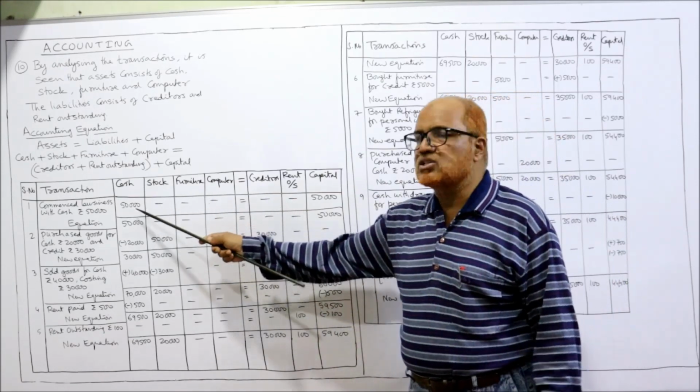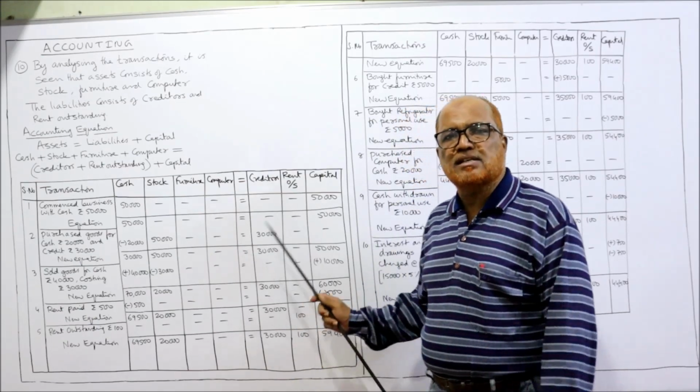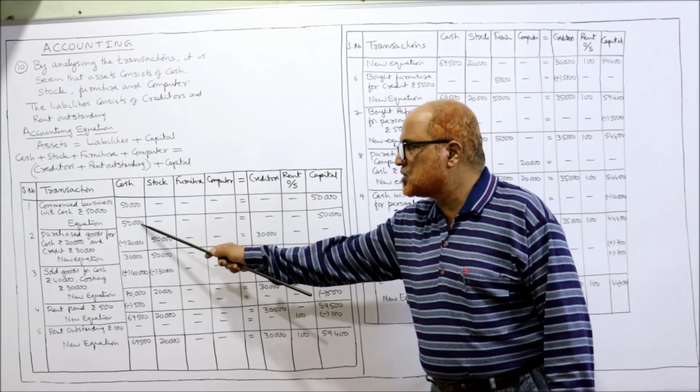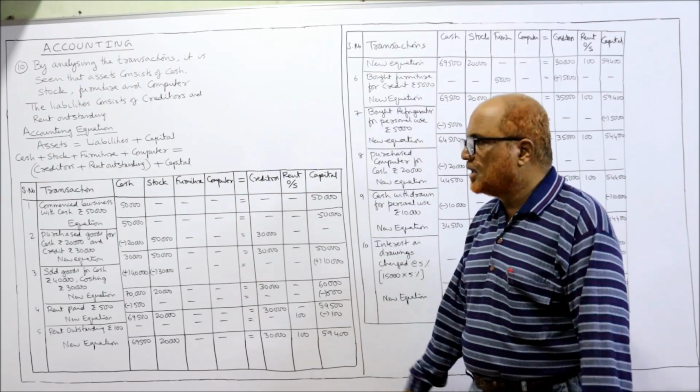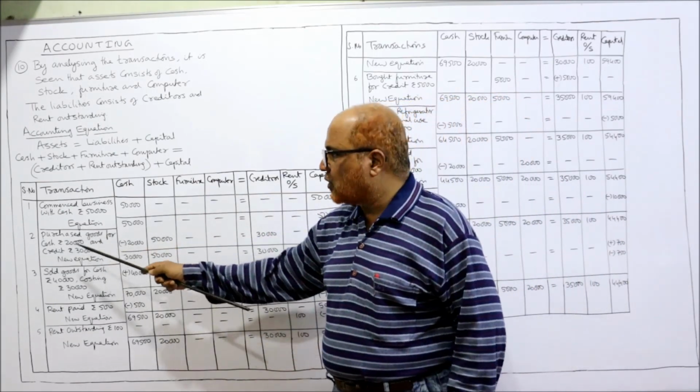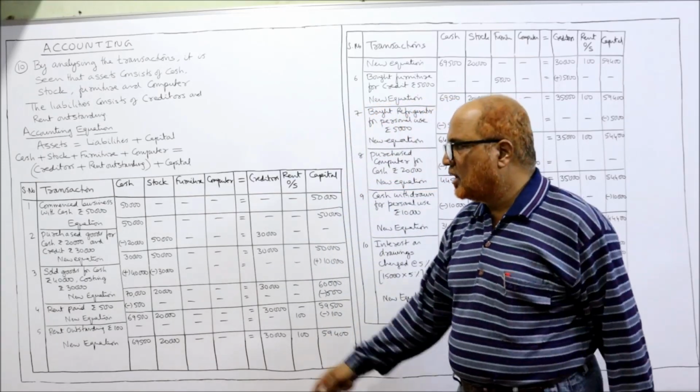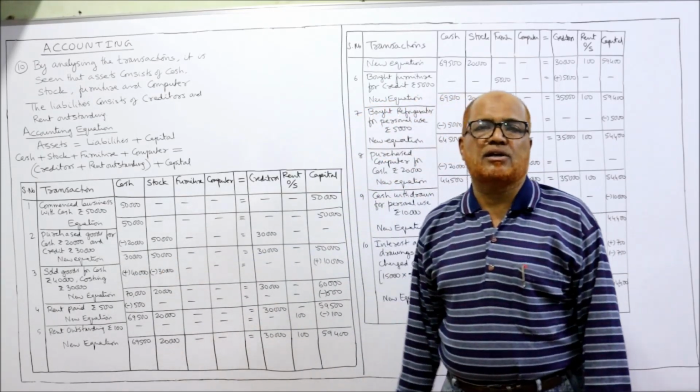One effect is cash is increasing. The other effect is capital. So accounting equation, 50,000 cash, 50,000 capital. That's all. Second, purchased goods for rupees 20,000 cash and 30,000 on credit.